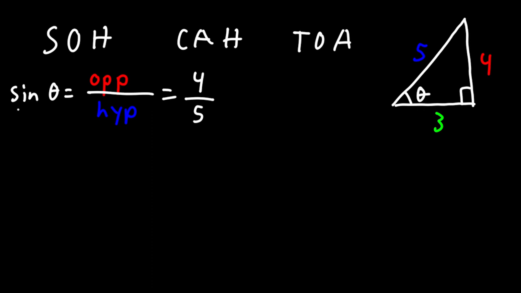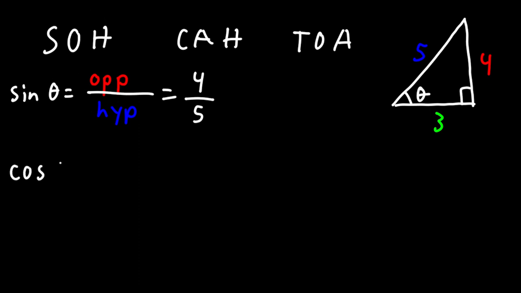Notice that sine is directly correlated with so. The S relates with sine. The O is correlated with opposite, and the H is correlated with hypotenuse. Sine is opposite over hypotenuse. It goes from a left to right order.